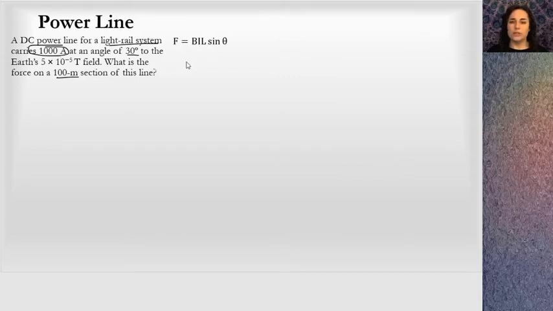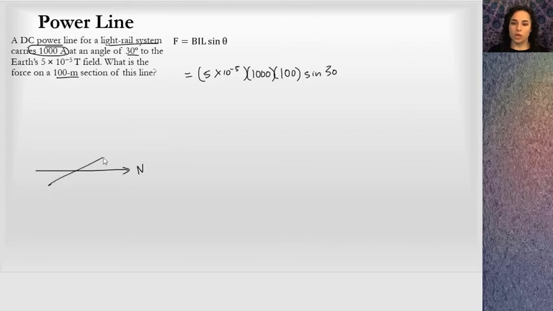So let's put this equation together. We have the magnetic field. They give us 5 times 10 to the negative 5th. The current they give us is 1,000. The length they give us is 100 meters, and they tell us the orientation between them. I'm just going to pick that if north is in one direction, the current is in this direction, there's a 30-degree angle between them. So when you run this through your calculator, you get 2.5 newtons.